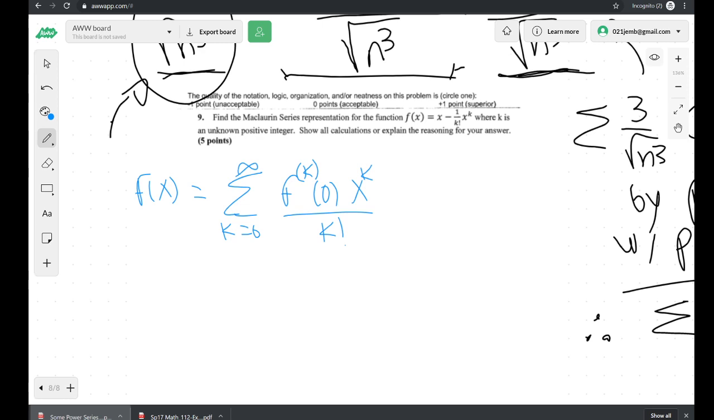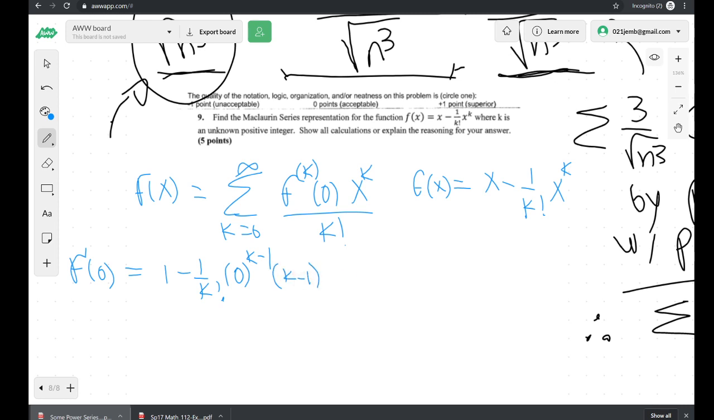So if f of x equals x minus 1 over k factorial times x to the k, we take the derivatives at 0. The first derivative at 0 will be 1 minus 1 over k factorial times 0 to the k minus 1, times k, which just goes to 1. We know that f of 0 will just be 0. If you plug in 0, that will just give you 0.